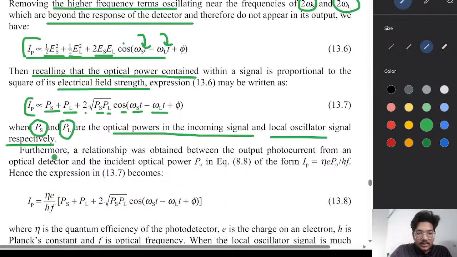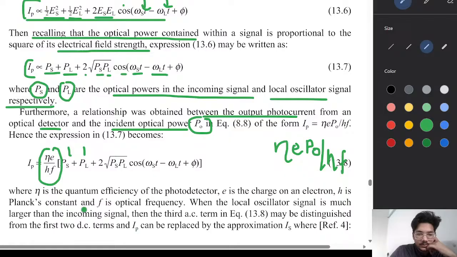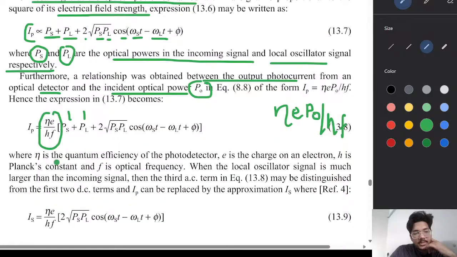Furthermore, the relation was obtained between the output photocurrent from the optical detector and the incident power P naught: IP is equal to eta e times P naught by h f, where eta is the quantum efficiency of the photoelectron conversion, e is the charge on the electron, and h is the Planck constant.